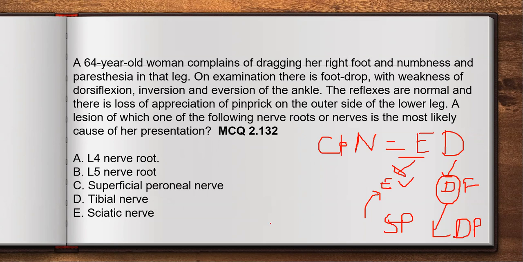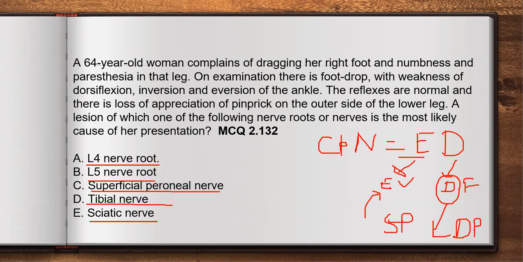Then the tibial nerve, which goes backwards, that means at the posterior part of your leg, tibial nerve helps with plantar flexion. Okay, so if there is problem with plantar flexion, that's mainly tibial nerve issue. Superficial peroneal nerve will cause difficulty with eversion. Sciatic nerve will cause everything. That means if anyone has sciatic nerve problem, they will have problem with every movement of the ankle. Eversion, inversion, dorsiflexion, everything will be having a problem.